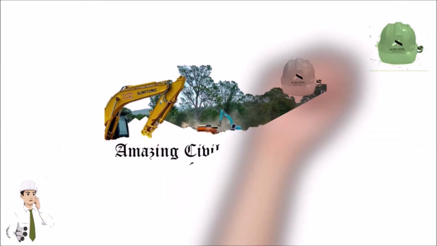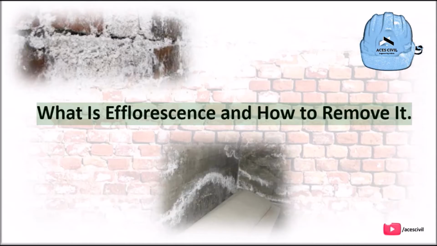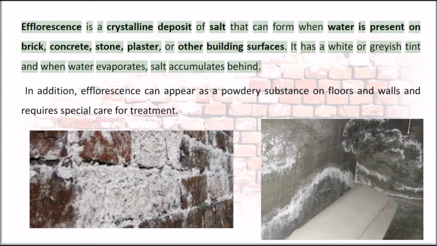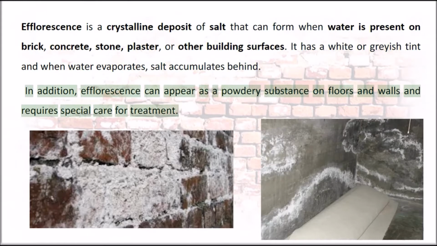In today's video we are going to discuss what efflorescence is and how to remove it. Efflorescence is a crystalline deposit of salt that can form when water is present on brick, concrete, stone, plaster, or other building surfaces. It has a white or grayish tint, and when water evaporates, salt accumulates behind. In addition, efflorescence can appear as a powdery substance on floors and walls and requires special care for treatment.